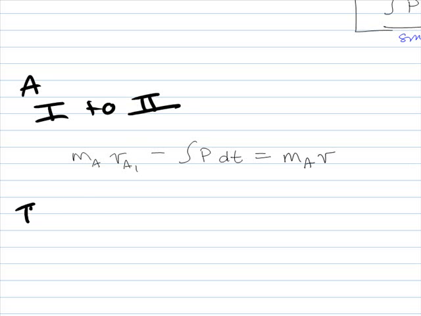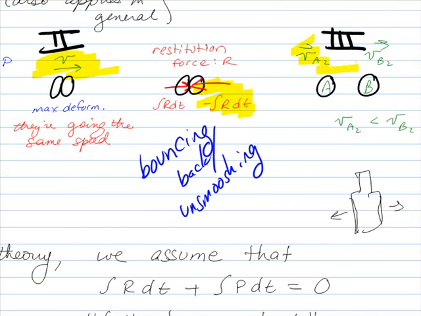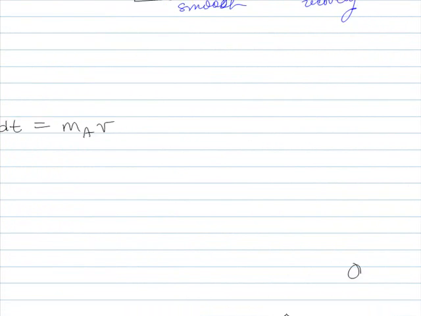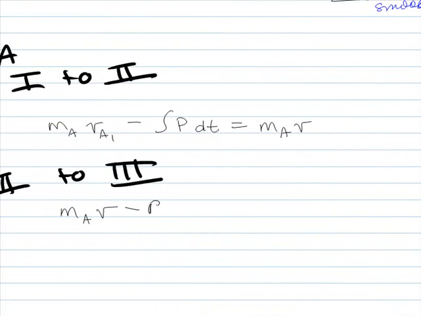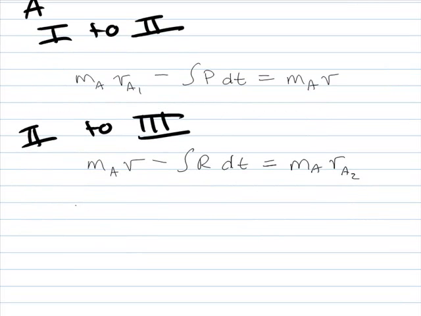Now if we go from 2 to 3, he's going to start at MAV. And then what happens? He gets smushed on, or he gets restituted, or unsmushes, at minus R, and then he ends up at VA2. Okay, so we have this minus R, VA2.